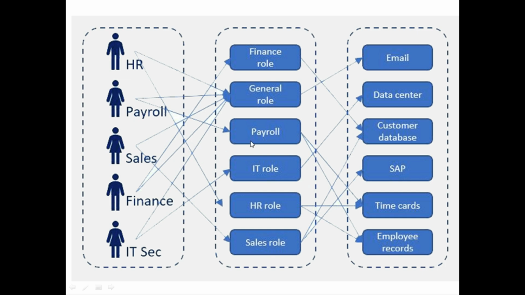Both the details should be with the payroll department. The IT role should have the data centers. The HR role should have time records, so that HR will come to know how many employees are sitting in the organization and for how much time, so the time records access will be given to the HR role, as well as the sales role.